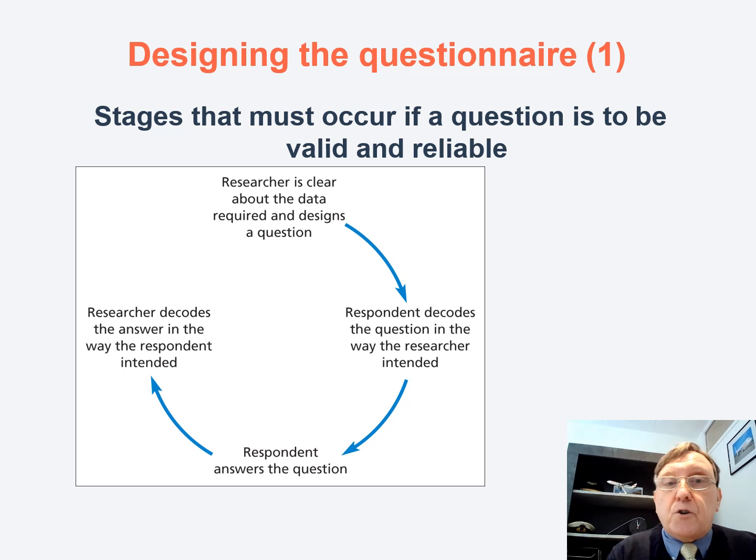So some stages must occur if a question is to be valid and reliable. The researcher, for a start, is clear about the data required and designs a question based on achieving that particular requirement. The respondent decodes the question in the way the researcher intends. By decode, we mean actually understands it in the context that it's required. The respondent then answers the question, and then the researcher decodes the answer in the way the respondent intended, so that we understand their particular answer. Obviously, when something is very restrictive, a yes or no, there's not usually much problem with that. However, if it's to describe something, how much detail do you want people to go into?